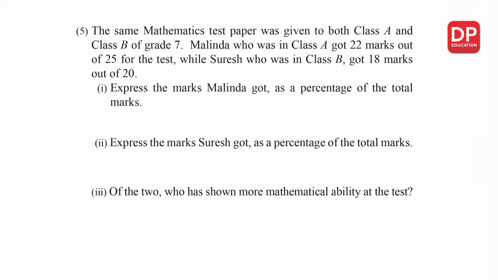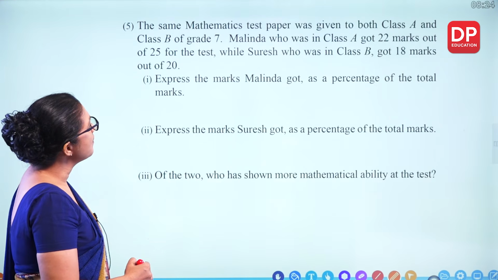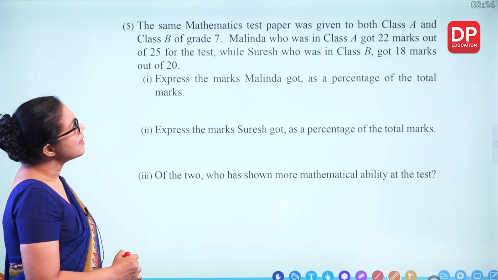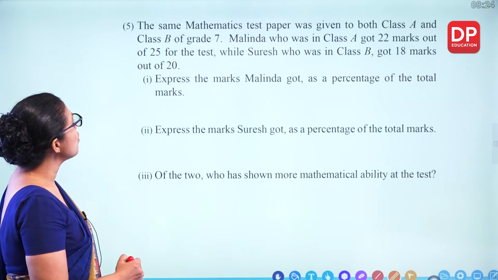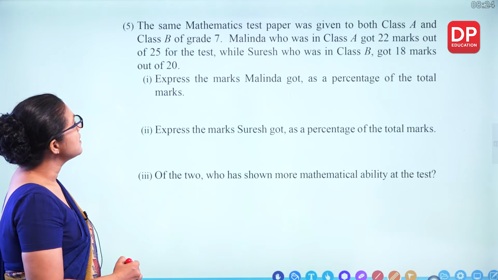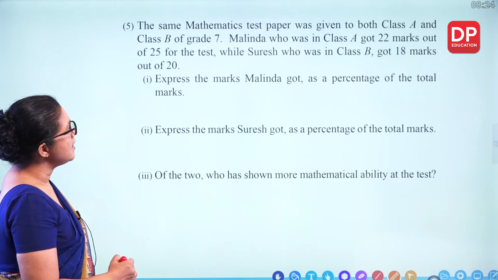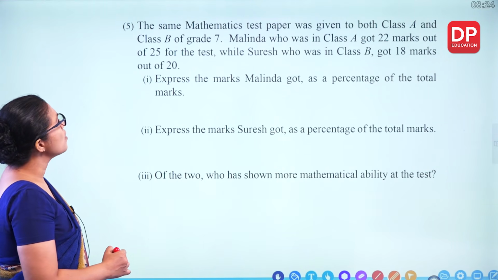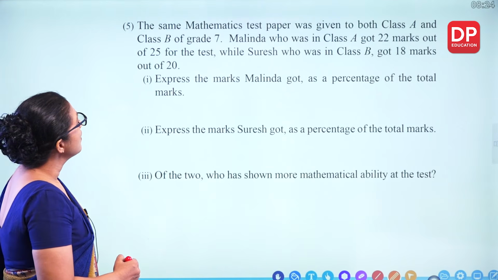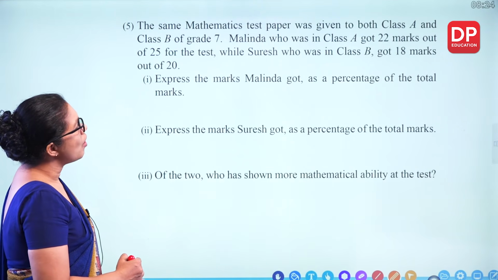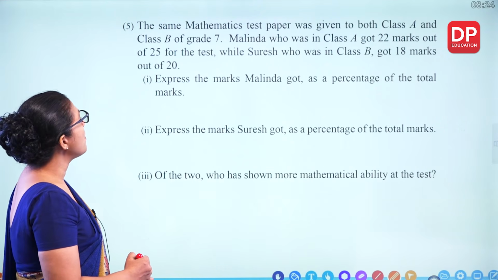Question number 5. The same mathematics test paper was given to both class A and class B of grade 7. Malinder, who was in class A, got 22 marks out of 25 for the test, while Suresh, who was in class B, got 18 marks out of 20. Express the marks Malinder got as a percentage of the total marks.